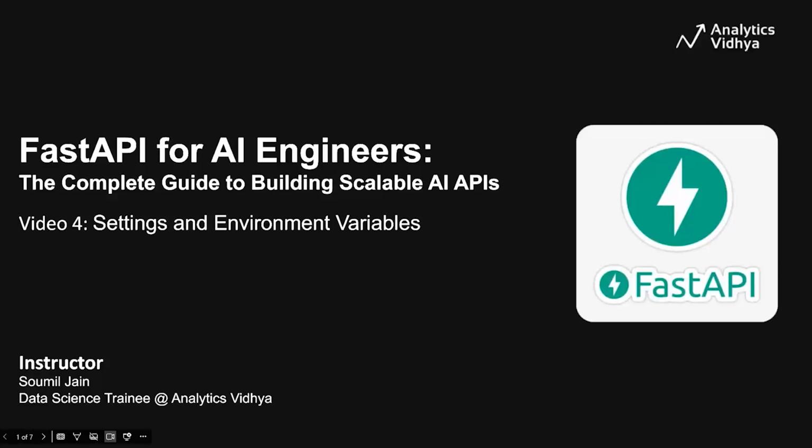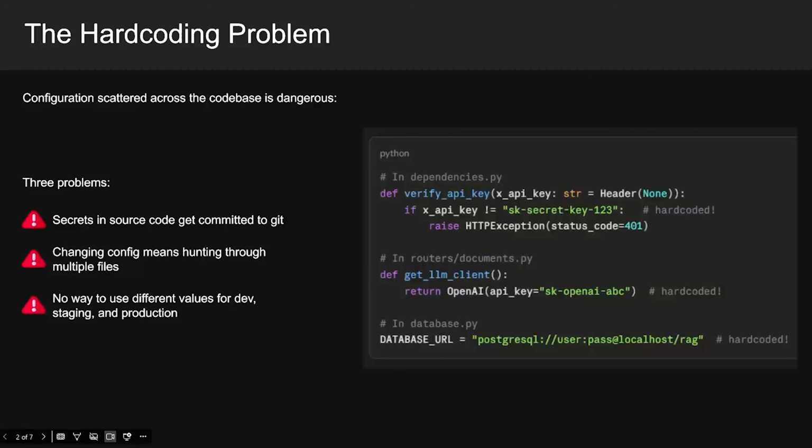By the end, all of Karan's configuration will live in one place, be type-safe, and be easy to override in the tests. Look at the 3 code blocks on the right. In dependencies.py, the API key is literally typed out as a string in the source code. In routers/documents.py, the OpenAI key is hard-coded in the function. In database.py, the full database URL including username and password is hard-coded. Each one has a comment saying hard-coded, which is exactly the problem.